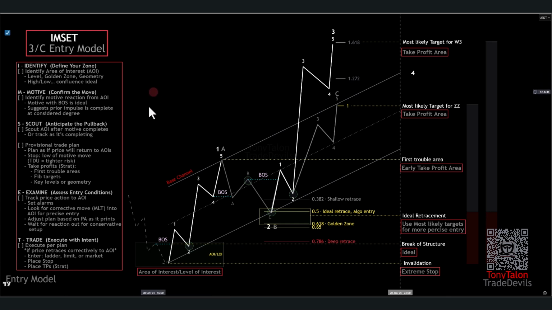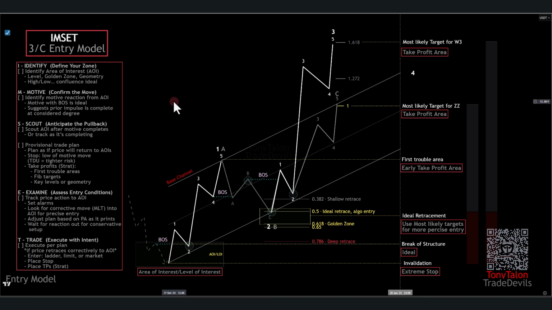What this means is that you're going to be looking for an area of interest on the chart, whether that be some kind of a level of interest, a golden zone, some geometry, an EMA, high, low, doesn't really matter. You're looking for some kind of AOI or LOI on the chart where you suspect a pivot may occur. Ideally, you want to look for confluence of many methods. That would be an ideal. Find a nice little box of confluence and look to that for a potential change in direction or change in trend or a pivot within the market.